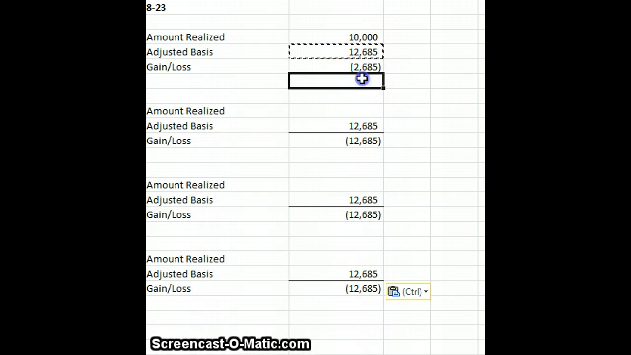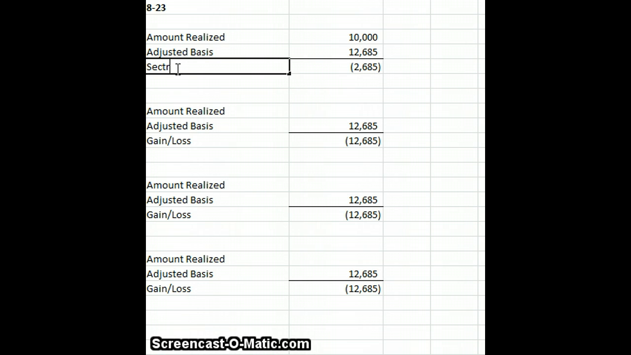Okay, so our gain or loss in our first case is going to be $2,685, and this is going to be a Section 1231 loss, because we can deduct that loss, and that's where we're at with that. So our amount realized under Part B is going to be $13,000. So this results in a $315 gain.